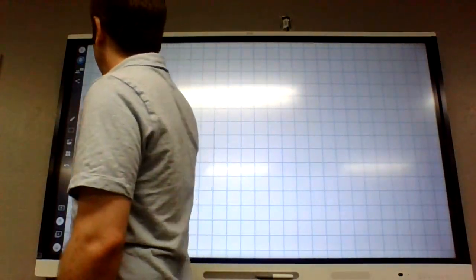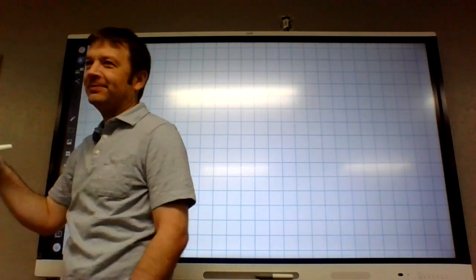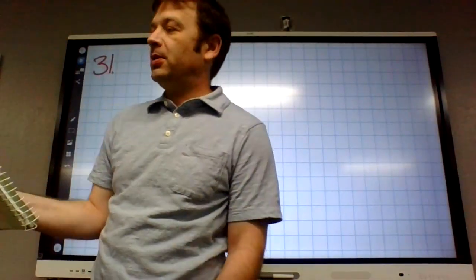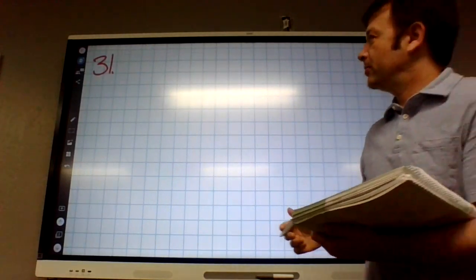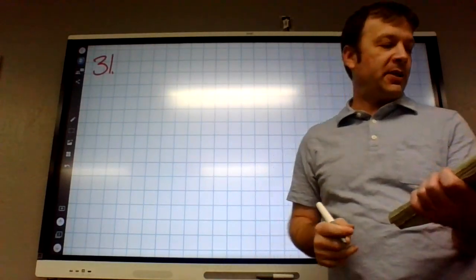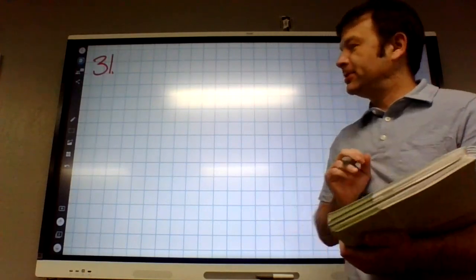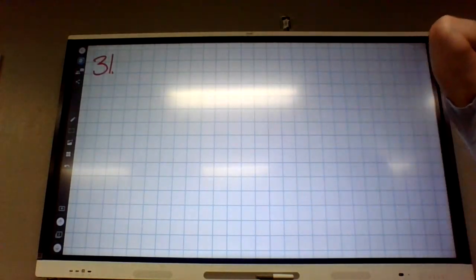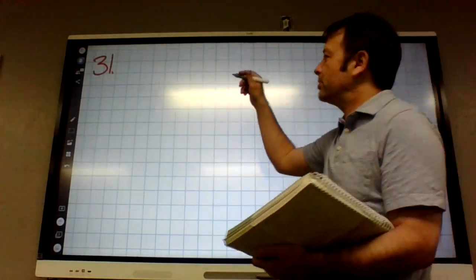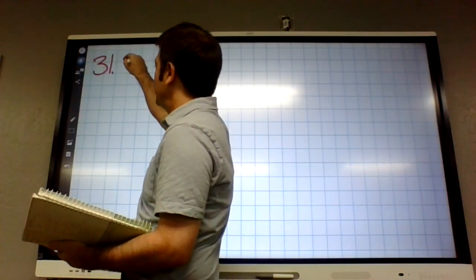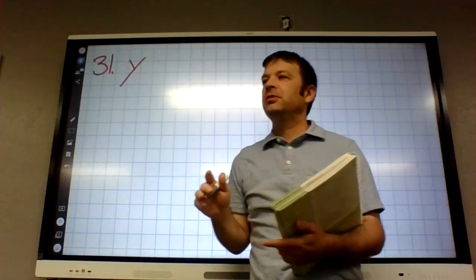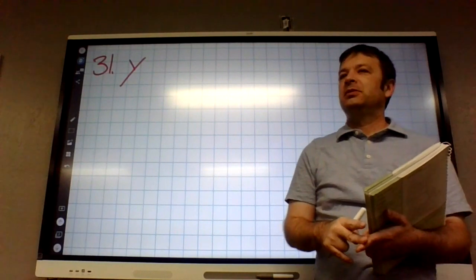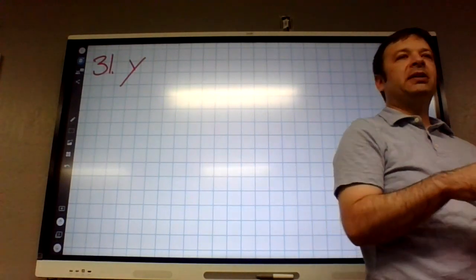Now 35. What do you think? I'm 30. I'm 31. Then 35. Okay, 31. So they graphed it for us. We're supposed to put it on graph paper, I guess. I'm going to stick with my graph paper. So what kind of graph is 31? It's an inequality and it's a line.